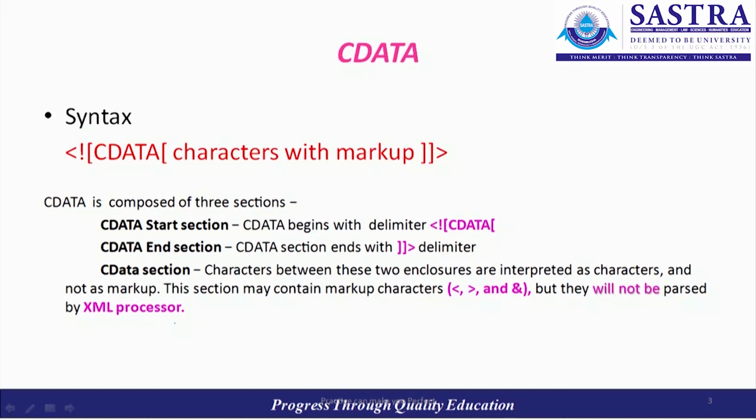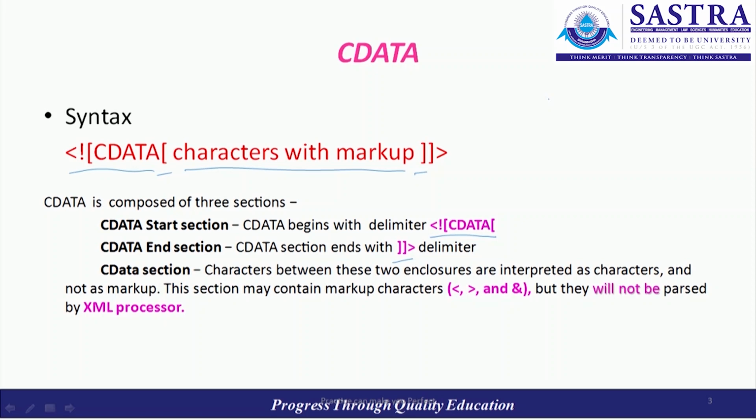We have this delimiter, which starts with an exclamation mark, square brackets, CDATA, an opening square bracket, and a closing square bracket. Between these we can include the text to be included. Say, for example, I have started with this delimiter; it looks like a normal opening tag, and this is a normal closing tag. It is mandatory for all XML tags.